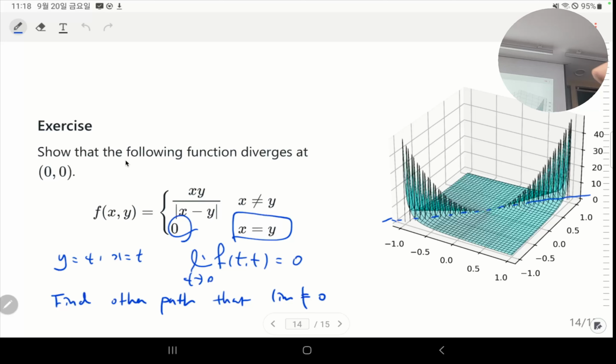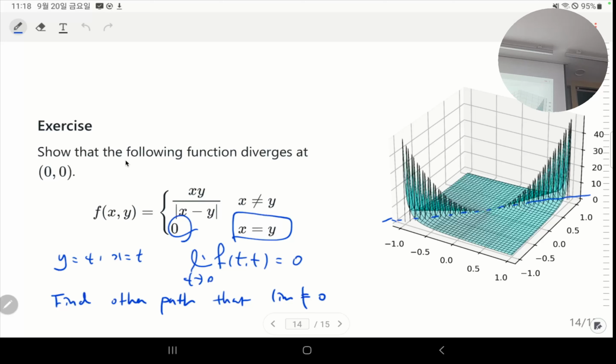Okay, so does any group have any idea? Does any group want to share their idea? No? Does anyone want to try any type of curve? As I said, you cannot plug in the linear line. So I can show you why.